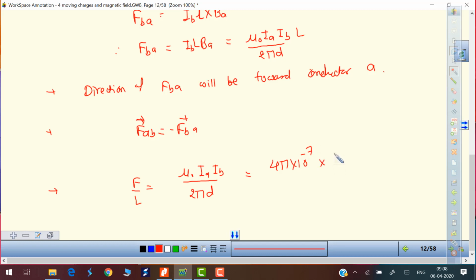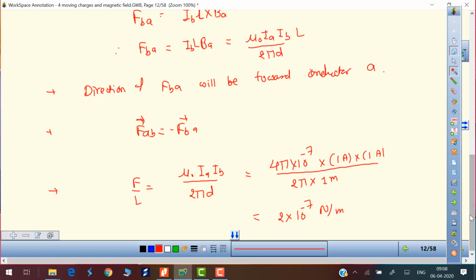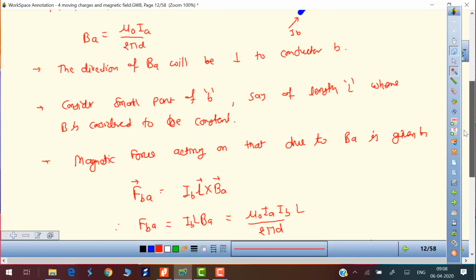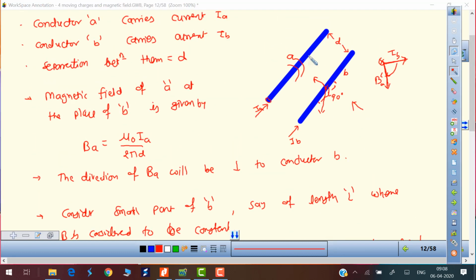So I write mu 0 is 4 pi into 10 raised to minus 7 into, suppose this current is 1 ampere, this is also 1 ampere, divided by 2 pi, and separation is 1 meter. So this comes out to be 2 into 10 raised to minus 7 Newton per meter. So now how we can define the ampere?